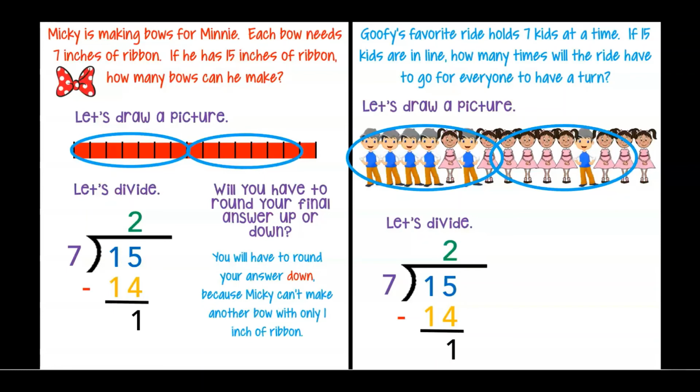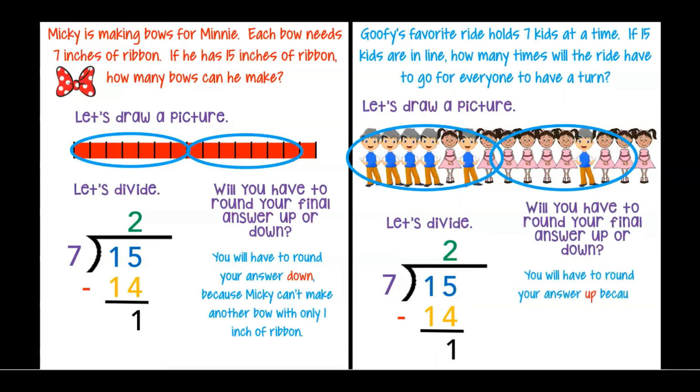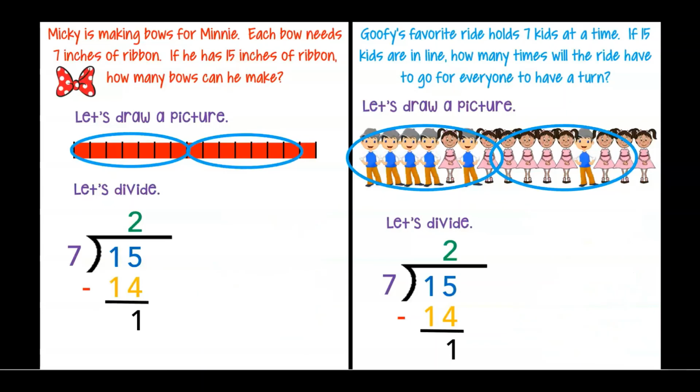Now let's look at Goofy's problem. Will you have to round your final answer up or down? You'll have to round your answer up because the last little girl needs to ride that ride, even if she rides it alone. So in other words, the first 2 car loads, if you were riding like a roller coaster, they were totally full. All 7 kids were taking every seat. But that little girl gets to ride too, so we have to run the ride 1 more time.